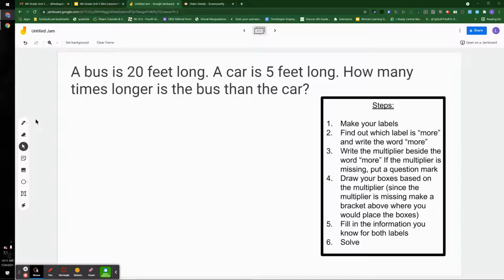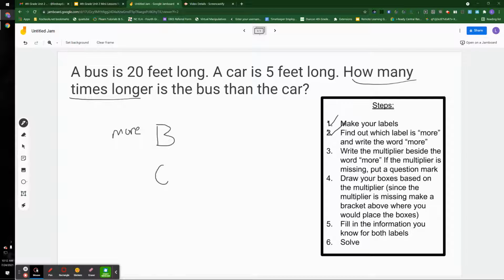So as always, we're going to start with our labels. We're comparing a bus and a car using the language how many times longer. So that's why I'm setting up a bar model, because I know it's a multiplicative comparison. Step 2, figure out which label is more. Well, it's very clear which label is more in this case because we've been given the length of the bus and the car. We know the bus is more.